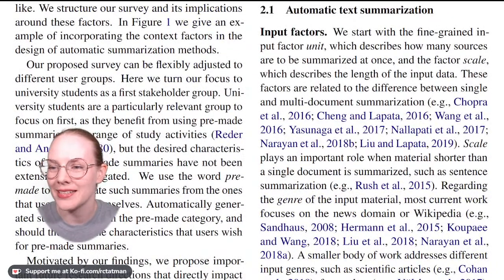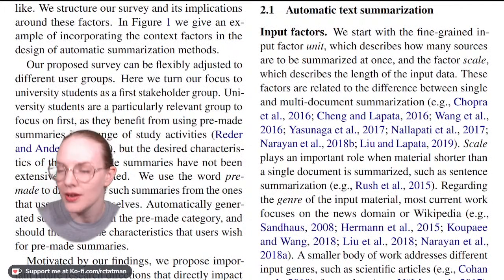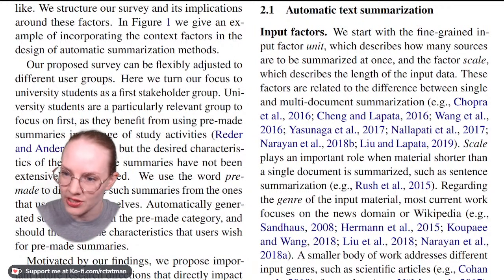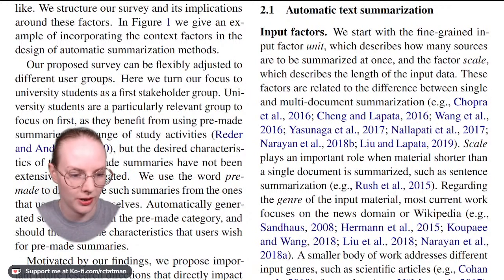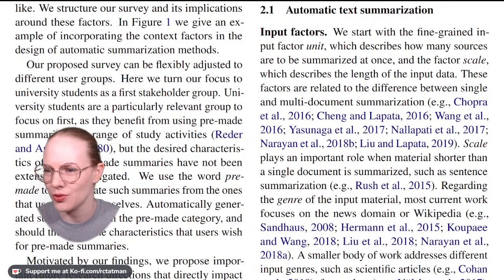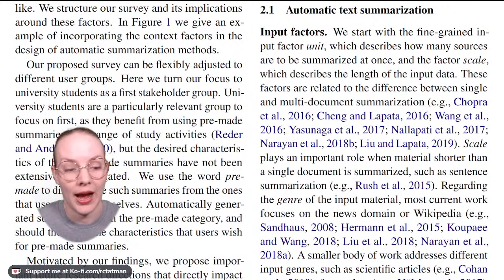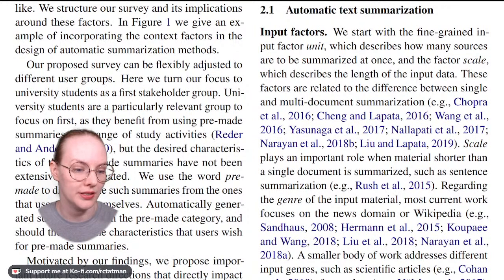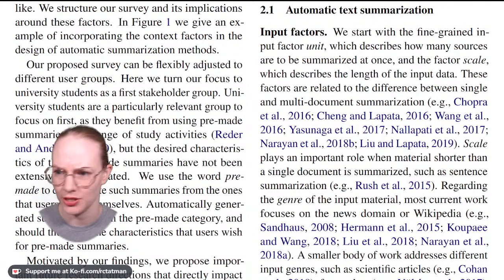All right, automatic text summarization, input factors. We start with the fine-grained input factor unit, which describes how many sources are to be summarized at once, and the factor scale, which describes the length of the input data. Okay, so is this summarizing a bunch of papers? Is it summarizing a comment on a YouTube video? Probably you wouldn't want summarization for that. They're usually pretty short. And how long are those inputs? Is it 5 novels, or is it 2 short papers, where the novel would be longer than the short paper? Short papers are 4 pages.